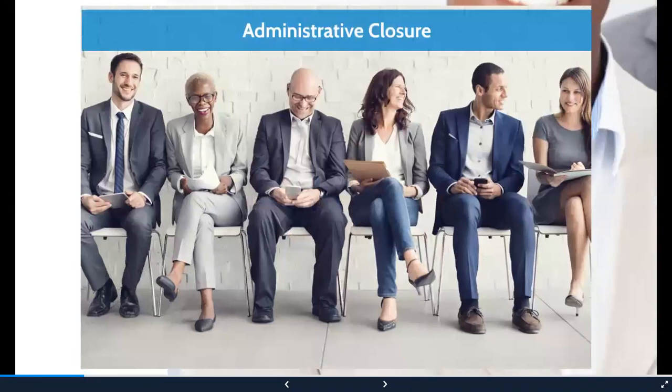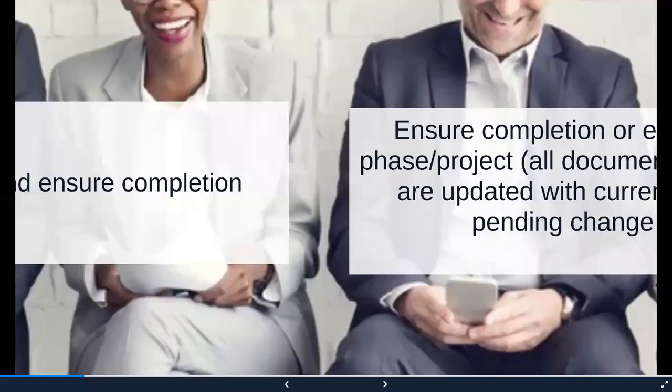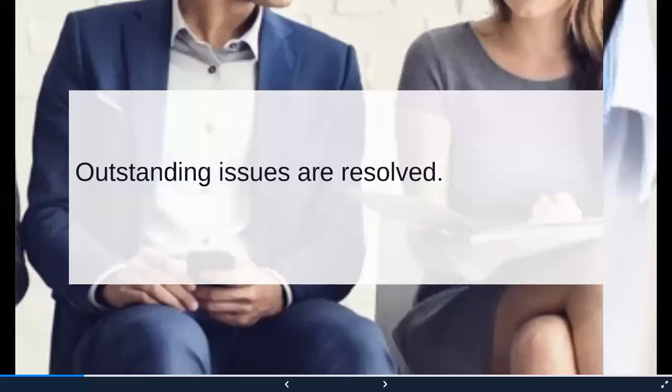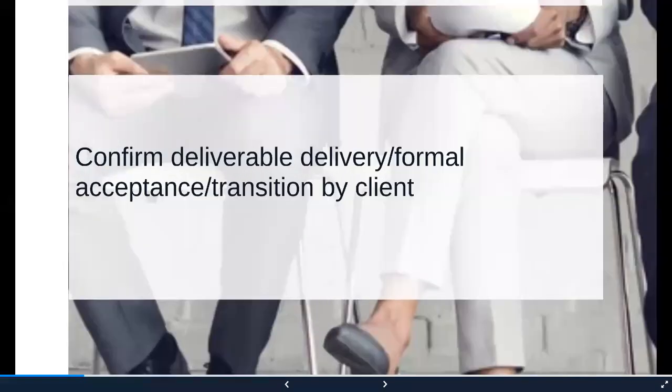One, administrative closure. You want to review all the work and ensure completion. In addition to this, you should ensure completion or exit criteria for the phase, all the documents, all the deliverables. They should all be updated. Any outstanding issues should be resolved. Confirm deliverable or delivery, formal acceptance, transition by the client.